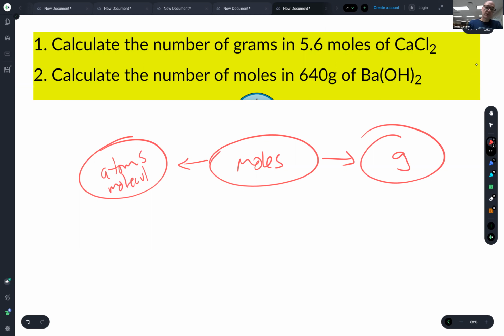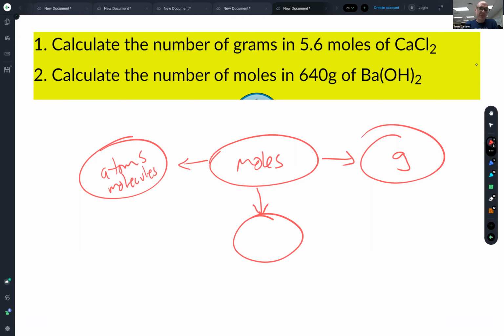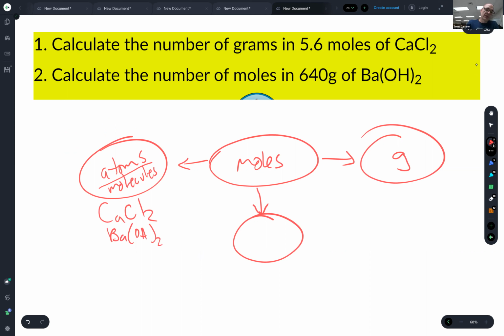Now, part of the problem with this is the fact that you need to be able to understand when to use atoms and molecules. If you have an element by itself, such as aluminum, such as neon, such as carbon, those are all atoms. So the terminology would be to convert it into atoms. But if we're going to deal with molecules, well, that's what we have in this problem. We have molecules, CaCl2, Ba(OH)2.